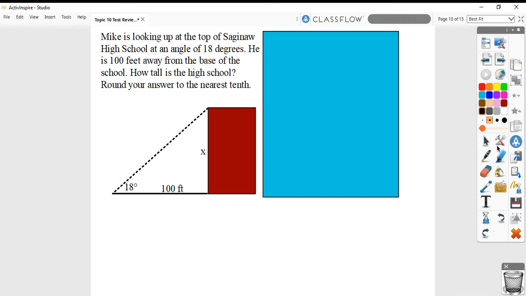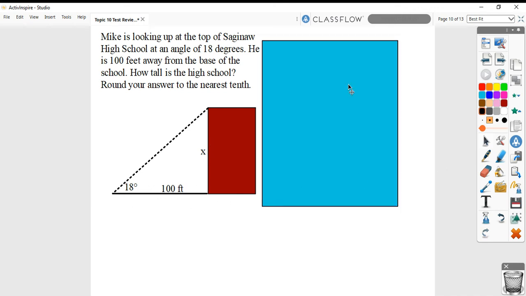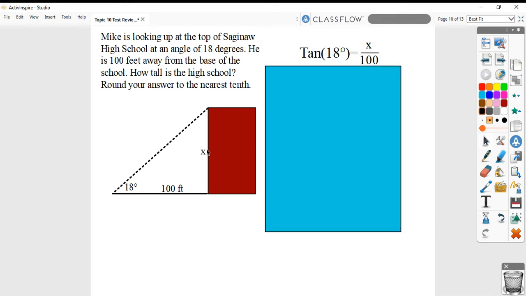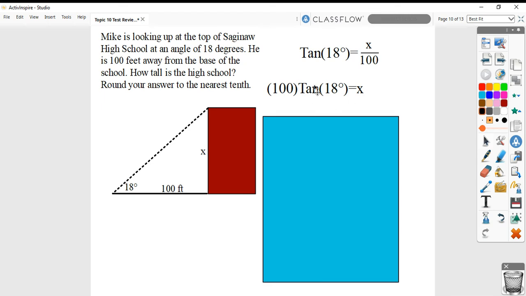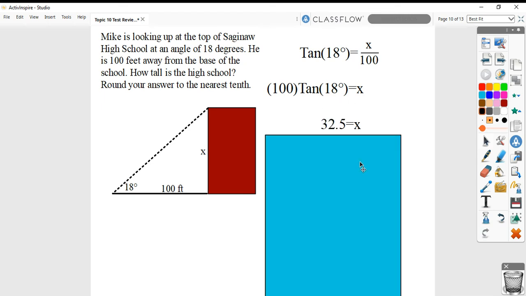You can tell pretty clearly when you're looking at this that we're looking for the opposite side. We're given the adjacent side right here. So that's going to be a tangent problem. Tangent of our angle equals opposite over adjacent. It's that equation again, that equation that's set up the same way every time. Tangent 18 equals x over 100. We multiply times the denominator, just like we've always done. You punch that in the calculator exactly as it is, and we end up with 32.5. So that tells us that it is 32 and a half feet tall.